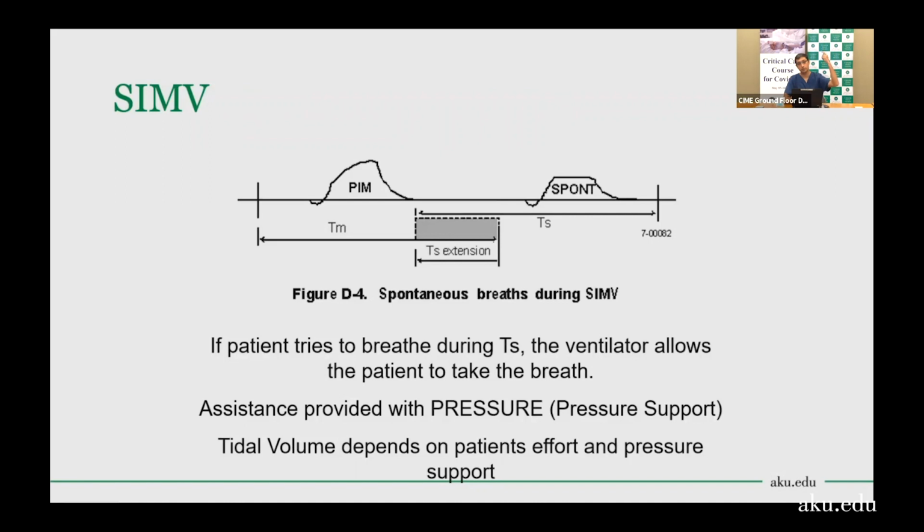Now, if you go back to the previous slides of pressure control and volume control, those are the same things. So the control is for the volume or pressure, whereas the support breath is going to be pressure. So if the patient is not breathing, they will get either volume or pressure, whichever you dialed. But if they trigger, then they will get a pressure support breath.